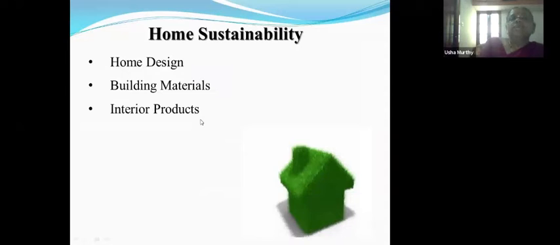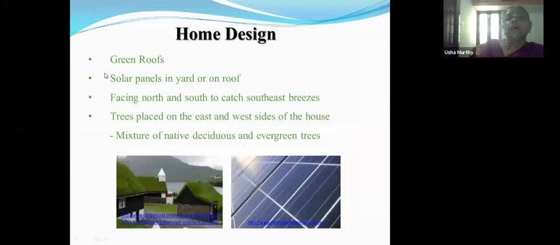Then home sustainability. This can be done by three things: home design, usage of building materials, and interior products. Now, coming to home design, as far as possible, go for green roofs, and definitely you should have solar panels in the yard or on the roof, facing north-south to catch the natural breezes.